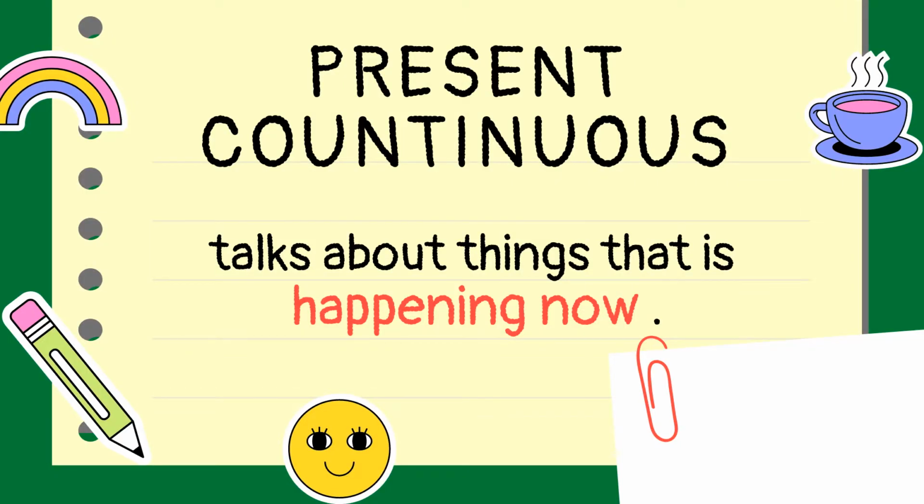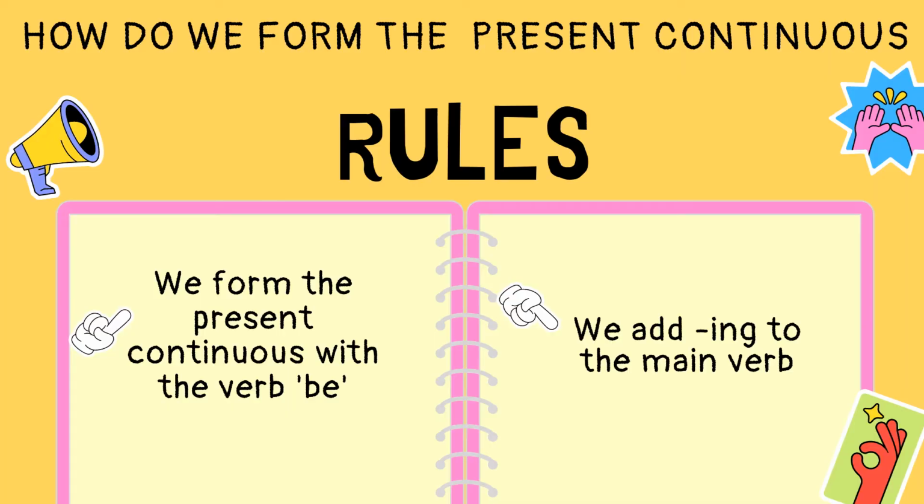So, what is present continuous? We use present continuous when we want to talk about things that are happening now. So, how do we form the present continuous? There are two rules that I will be explaining here.